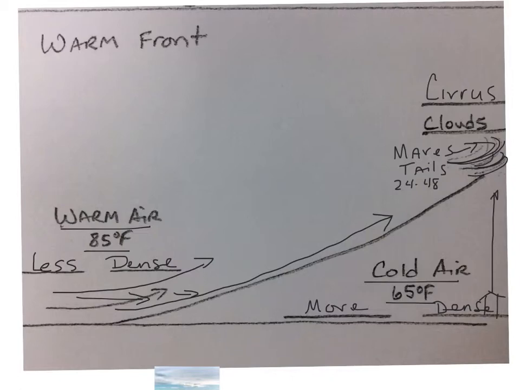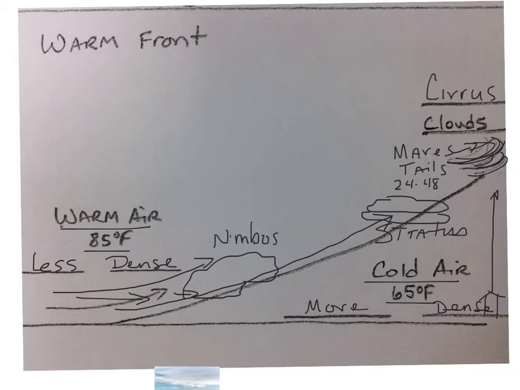So first we start with these cirrus clouds, then we get kind of a thin layer of clouds called stratus clouds. That's stratus here. And then eventually when we get down near the bottom where the cold air and warm air meet, we can get what are called nimbostratus clouds. And these nimbostratus clouds can bring heavier rain.